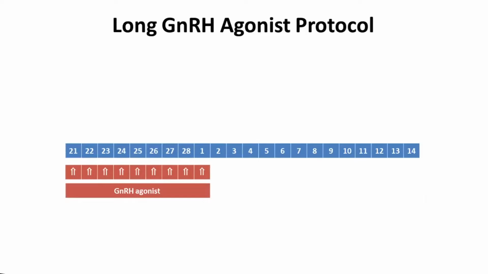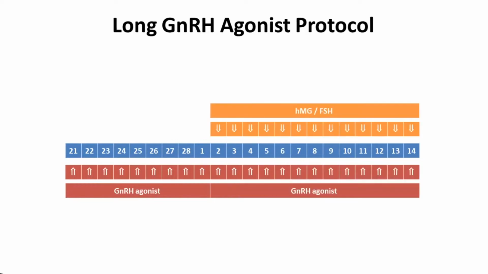In the long GnRH agonist protocol, we start the GnRH agonist on cycle day 21, and we keep the GnRH agonist after the menses starts. On cycle day 2 or cycle day 3, we start stimulation by HMG or FSH till we reach maturity, and then we give the trigger. If we are using the long GnRH agonist protocol, we have only HCG to trigger. We cannot use any other agent.